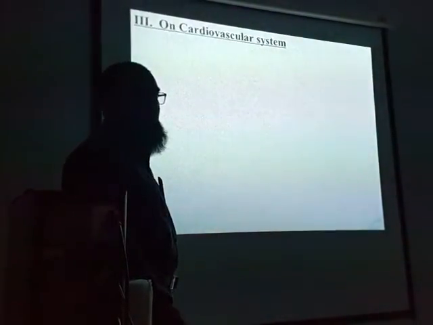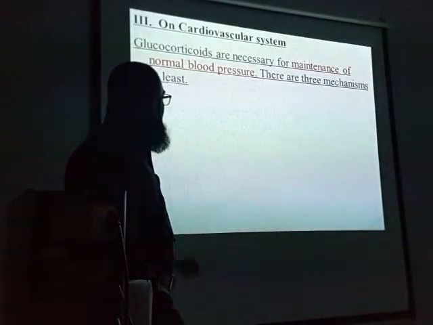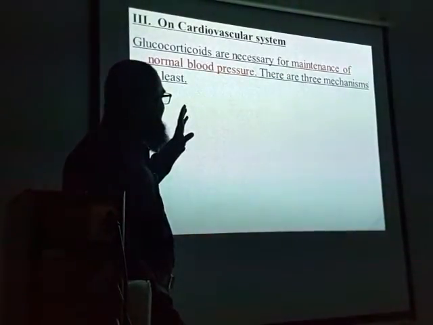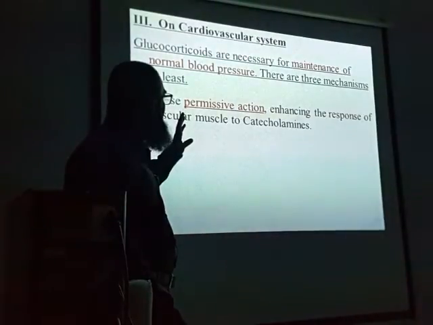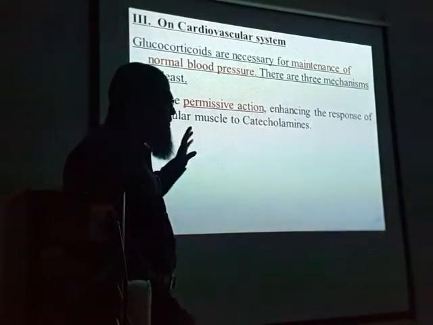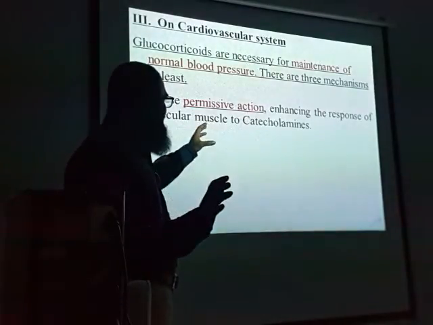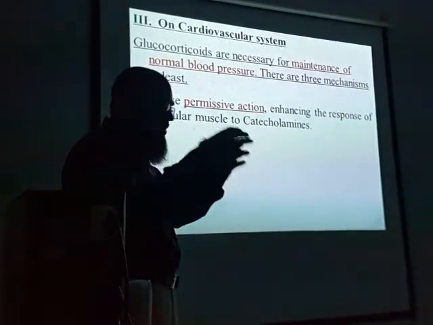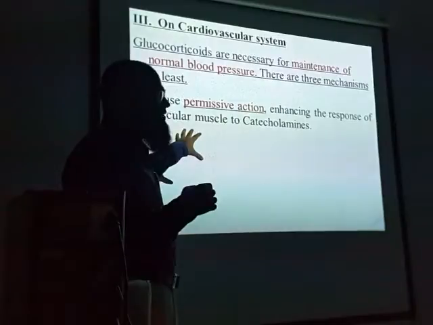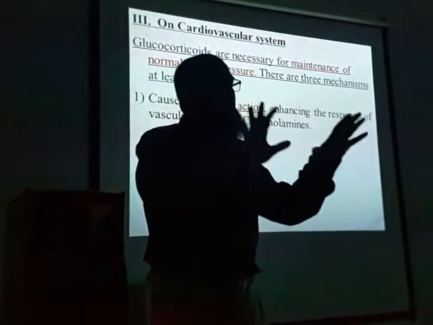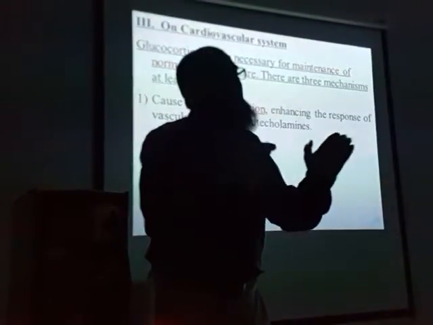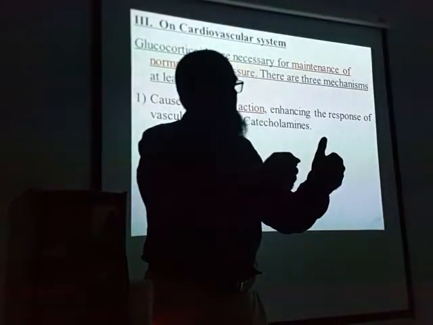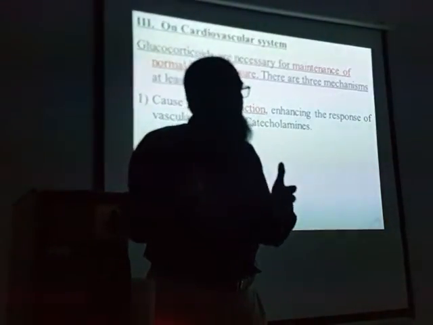Then the next function is on the cardiovascular system. Glucocorticoids are necessary for maintenance of normal blood pressure. Here there are three mechanisms. One is called permissive action. In simple words, don't confuse, it helps in the functioning of catecholamines. That's all. Don't stress over what this permissive action is, this name is given for the action. But at your level, permissive action means glucocorticoids help in the functioning of catecholamines. And you know that catecholamines are very important for maintaining blood pressure. Epinephrine, norepinephrine, and dopamine maintain blood pressure.